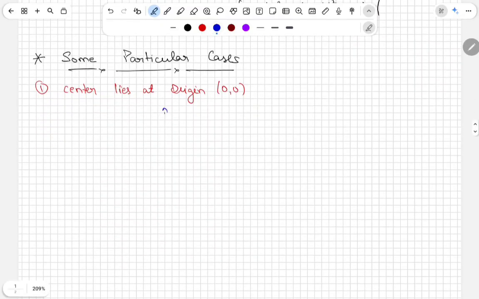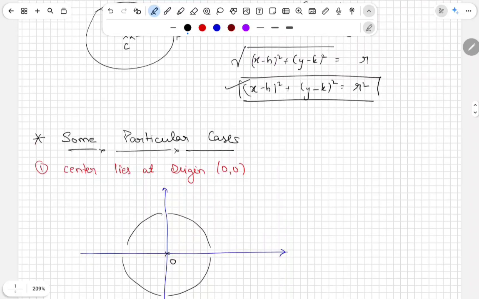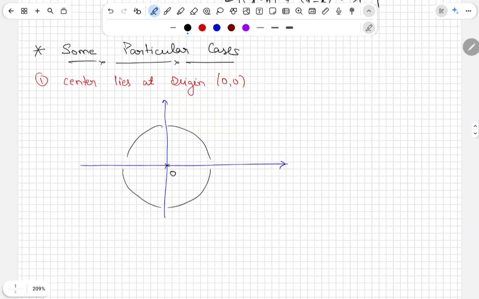So I'll draw my coordinate axis. This is y axis, this is x axis. Center is lying at origin and this is going to be my circle. So now I have to write the equation of circle. Standard equation is this, I'll be using this formula. h and k were coordinates of center. So it will become (x minus 0) whole square plus (y minus 0) whole square equals radius square. So it becomes x square plus y square equals r square.